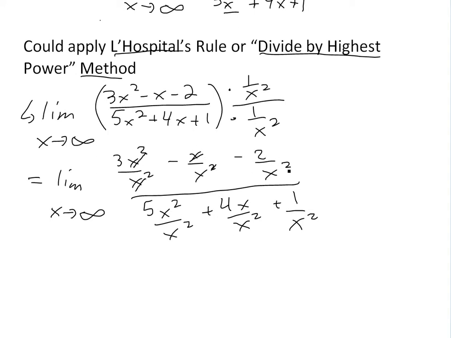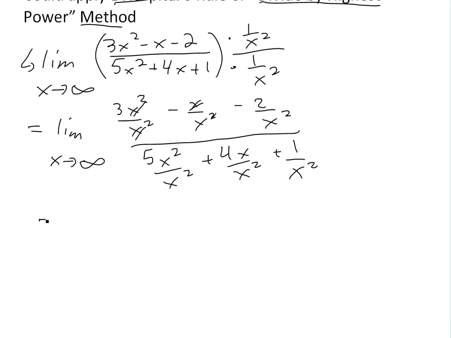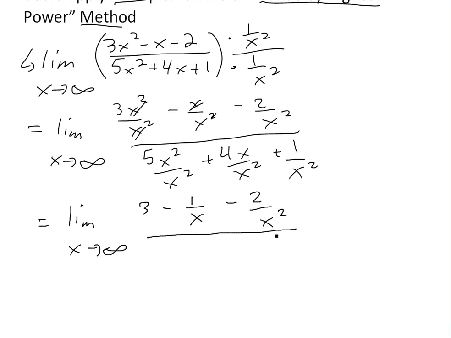And this one remains the same, and we're going to be left with the limit as x approaches infinity of 3 minus 1 over x minus 2 over x squared. And similarly for the bottom, the bottom is going to be 5 plus 4 divided by x plus 1 divided by x squared right here.